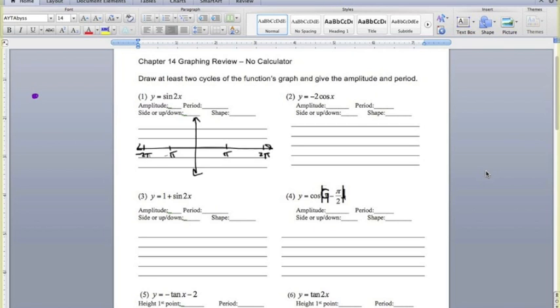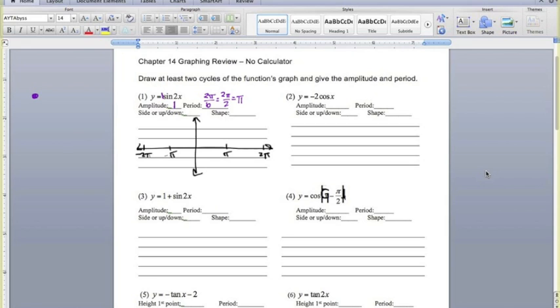So for number 1, the amplitude is going to be what? 1. The amplitude is the multiplier in front of the trig function. So there's nothing in front of the word sine, so it's like 1 times sine. The period for sine and cosine is 2 pi divided by b. What is b in this problem? 2. So we end up with a period length of just pi then.